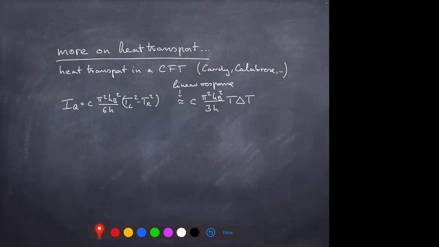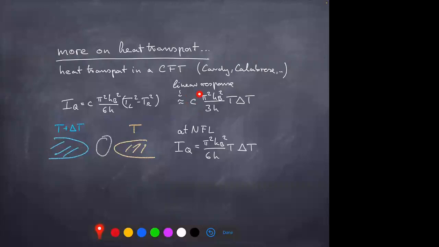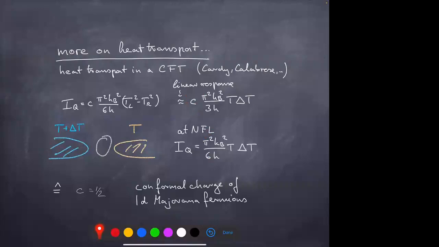Now, if we look at this with our result, and we try to identify C from this expression, we find that it is 1/2, which is actually the conformal charge of 1D Majorana fermions.